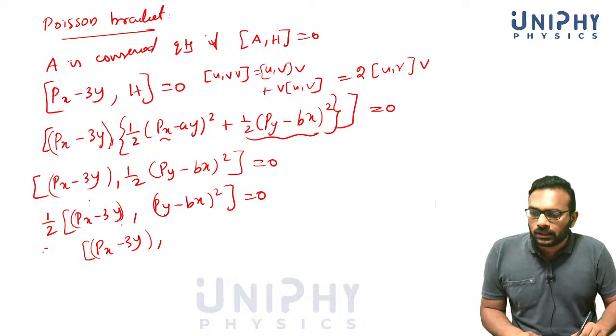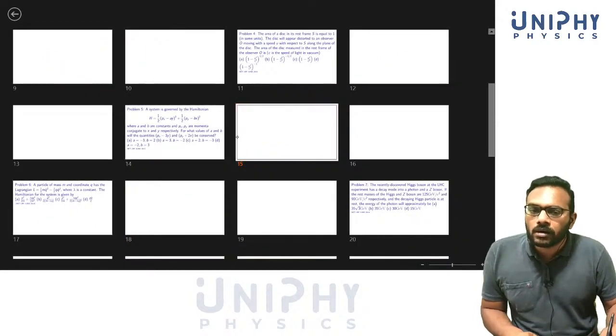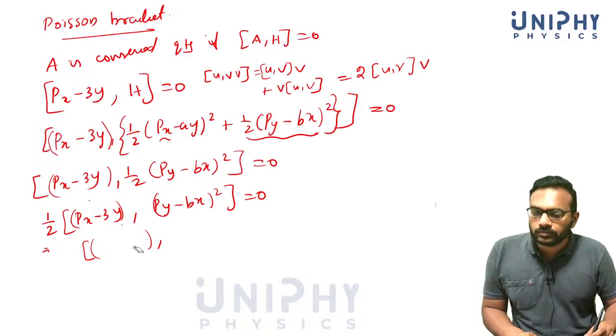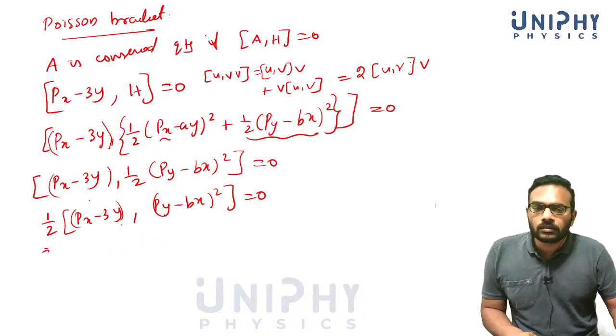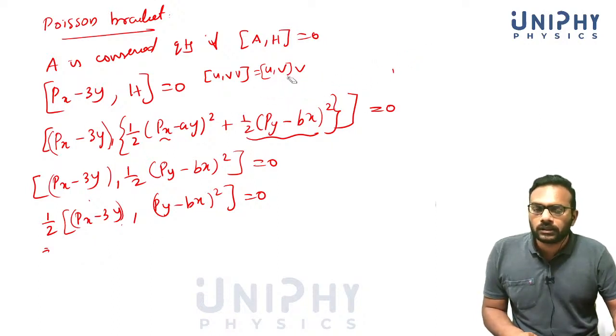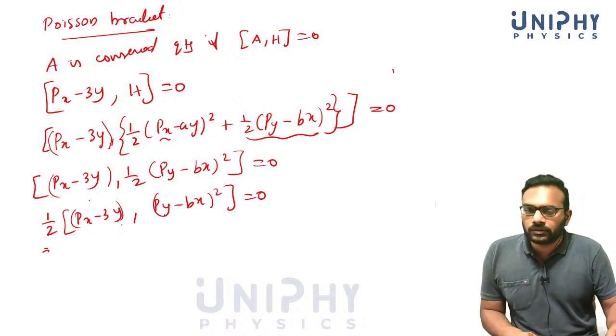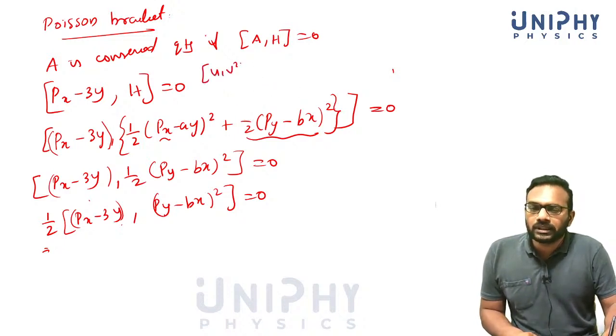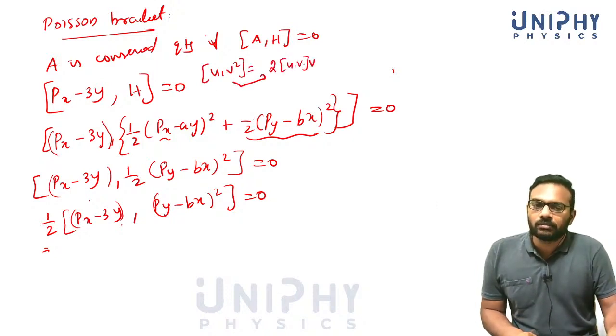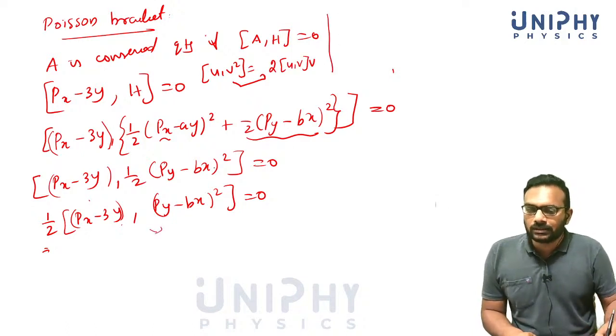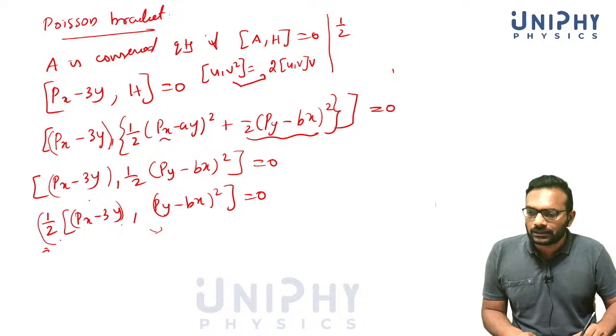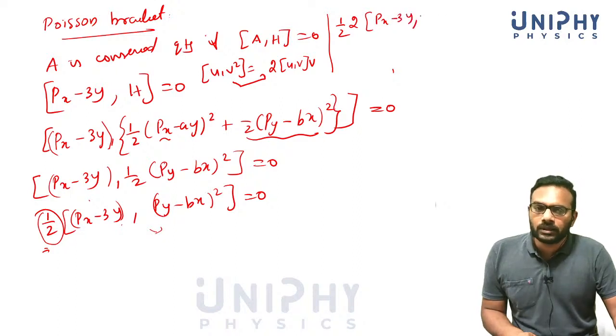So we use this formula; I'll just write it down here for further reference. The Poisson bracket of u with v square is twice u comma v multiplied by v. We can just apply that here. So this is equal to, that half is already there, and then you use twice, px minus 3y, comma, py minus bx, multiplied by py minus bx.